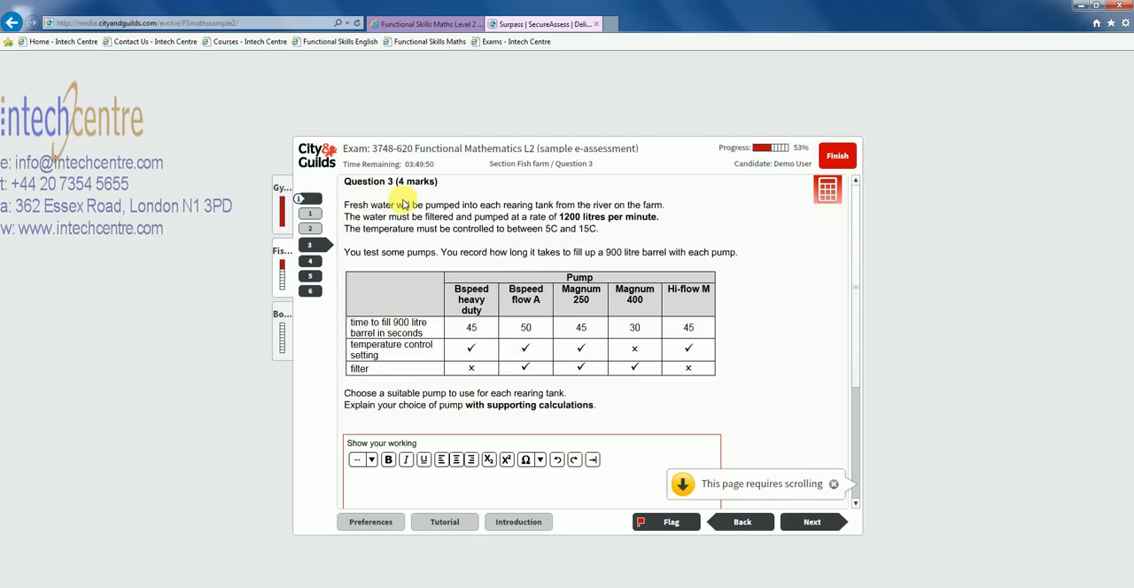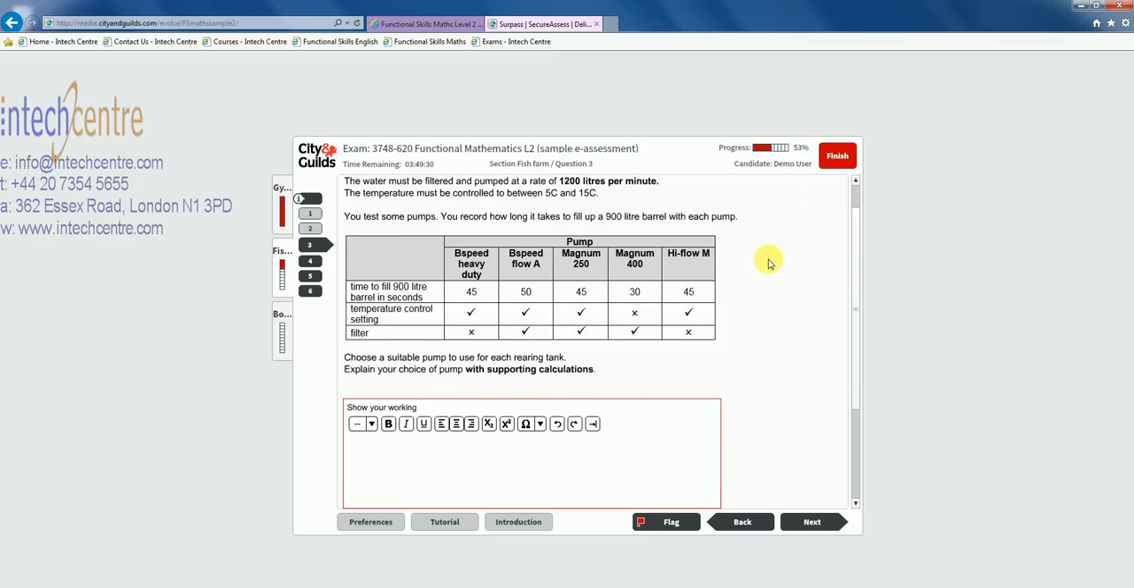Question 3 is worth 4 marks. Fresh water will be pumped into each rearing tank from the river on the farm. The water must be filtered and pumped at a rate of 1,200 litres per minute. The temperature must be controlled to between 5 degrees Celsius and 15 degrees Celsius. You test some pumps, so you record how long it takes to fill up a 900 litre barrel with each pump. Choose a suitable pump to use for each rearing tank. Explain your choice of pump with supporting calculations.